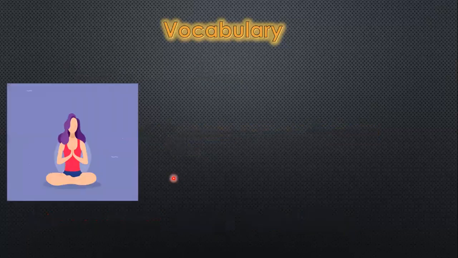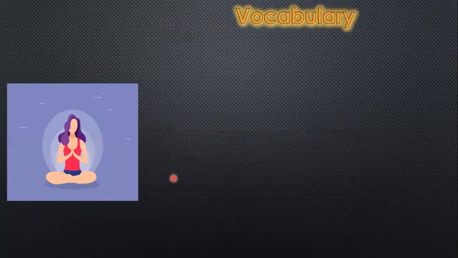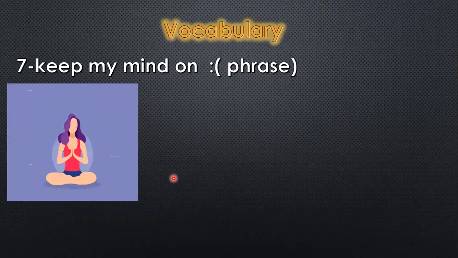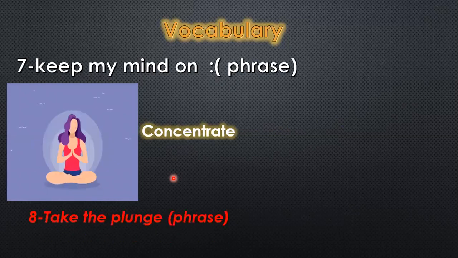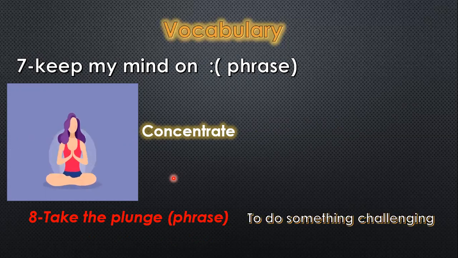What is she doing? Here we have, when I say I need to keep my mind on, it is a phrase that means I need to concentrate on. So she is trying to concentrate, to keep my mind on something. I decided to take the plunge. What do you mean by take the plunge here? I decided to do something that is difficult or challenging. So take the plunge means to do something challenging.